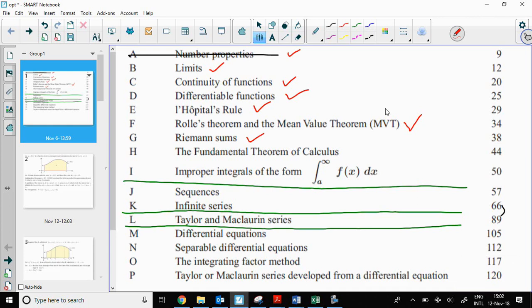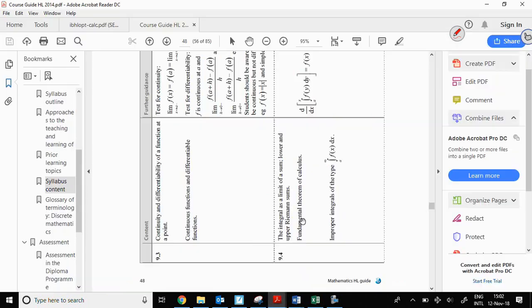Technically, this is in the syllabus. If we take a look at the course guide and tilt our heads, we see right here the integral being a limit of a sum, specifically lower and upper Riemann sums. We'll talk about what that means in a moment, but we'll see that it is in the syllabus. As of recording this video, I don't think there's ever been a question specifically tied to this, but that doesn't mean that it couldn't pop up.